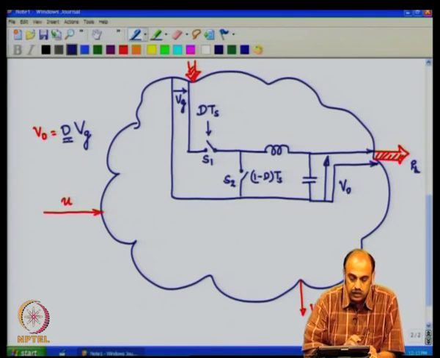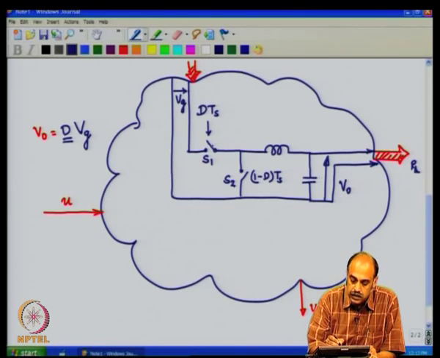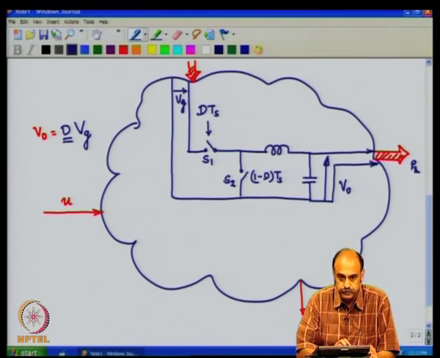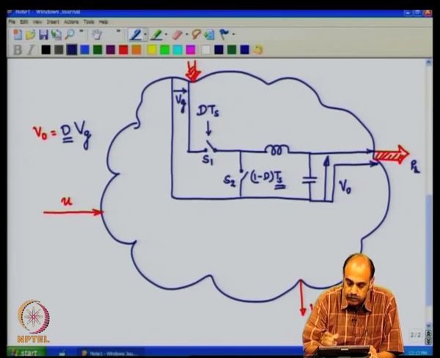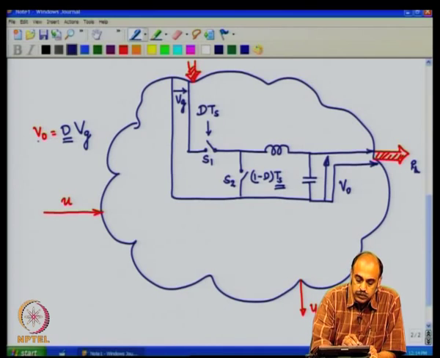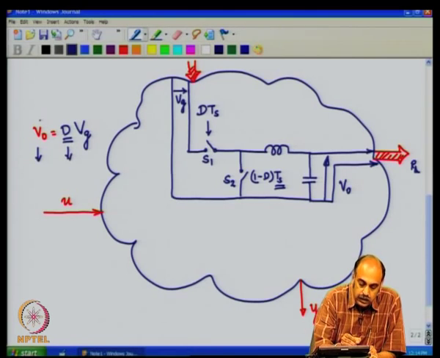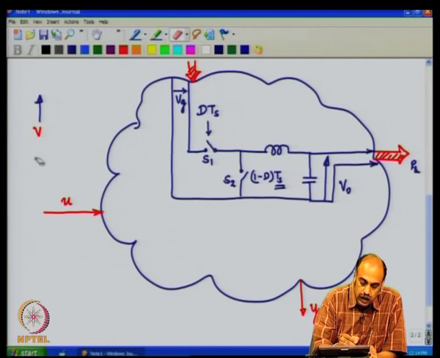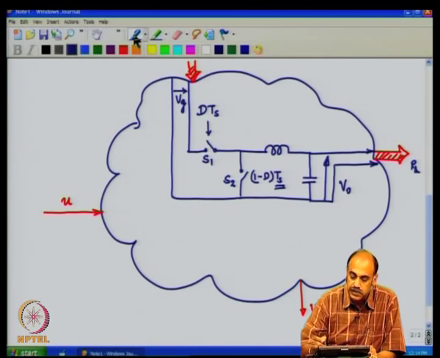Now, d, what is d? D is basically the fraction of the time the switch S1 and switch S2 is on and off within a period Ts. So, D actually can be termed as a control input. If you reduce the value of D, then the output reduces. If you increase the value of D, the output also increases. So, therefore, the output in this case, which is Vo.